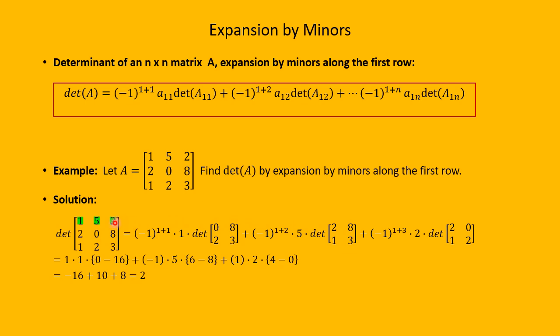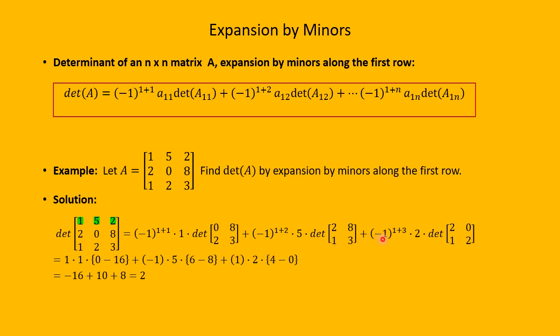Move on to the last element in this first row. 2 is in the 1,3 position, so we're going to have plus minus 1 to the 1 plus 3 times that element 2 times the determinant of the submatrix, which is given right here, 2, 0, 1, 2. And now the rest is pretty easy. Minus 1 squared is 1 times 1. This determinant is 0 minus 16. Move on to this term. Minus 1 cubed is minus 1 times 5. And then this determinant is 6 minus 8.